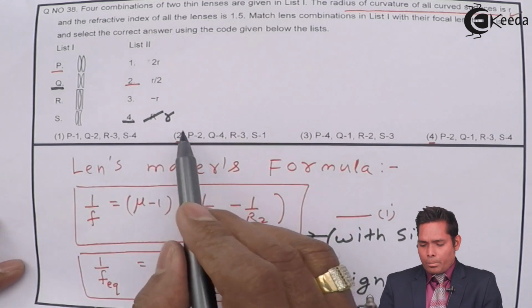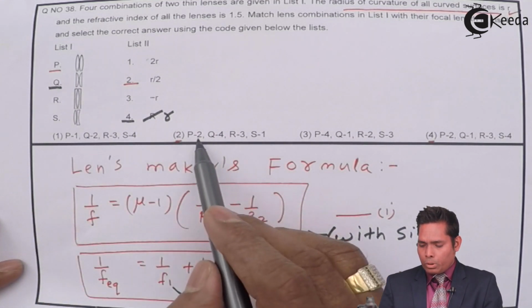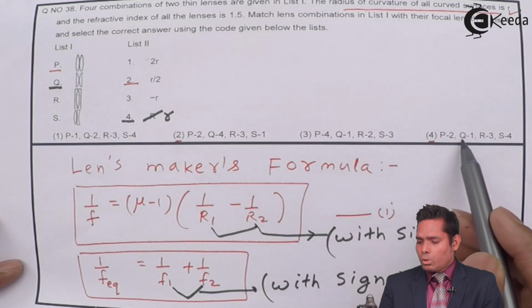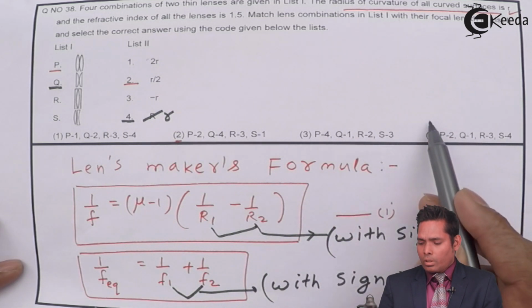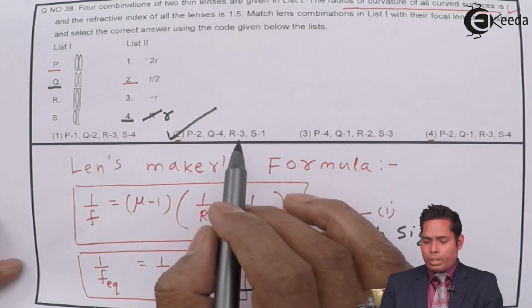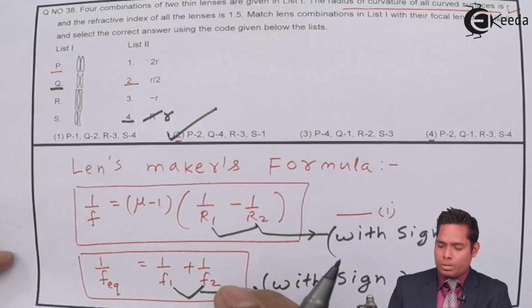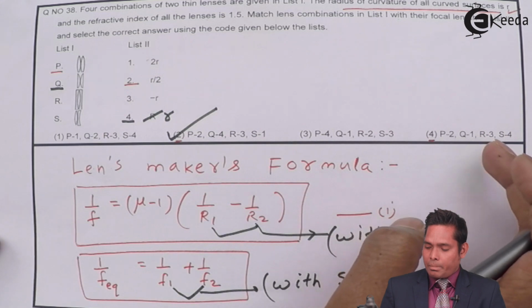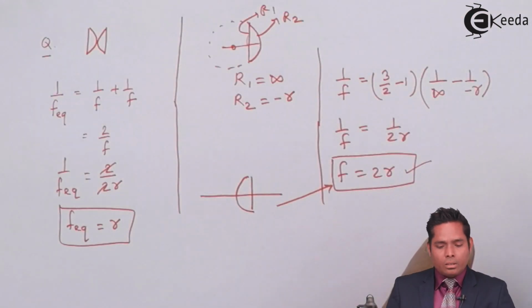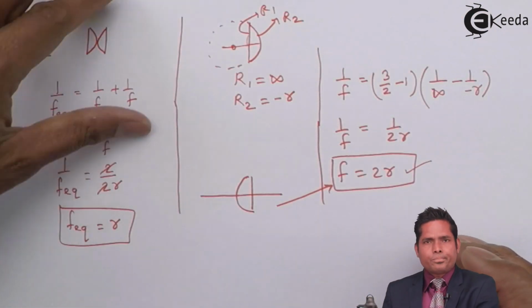That means P2 Q4. P2 Q4 is this one, here it is Q1, so this is not the answer, this should be the answer. But we have to find all the options, because that is the requirement. Let us find the other options as well.